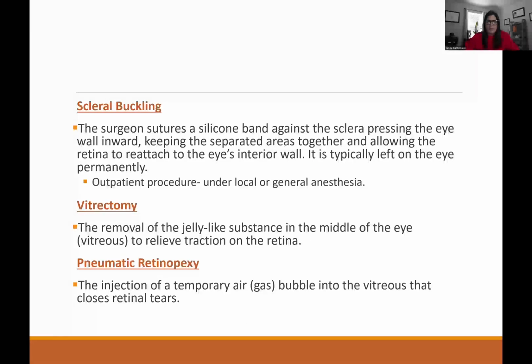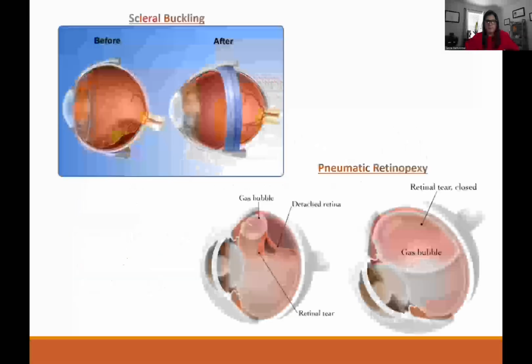The vitrectomy is the removal of the jelly substance we have in the middle of the eye. That one is done to relieve the traction on the retina. Again, they could do all three procedures at the same time, or the vitrectomy and the buckling or whatnot. Your ophthalmologist will decide which one you need.